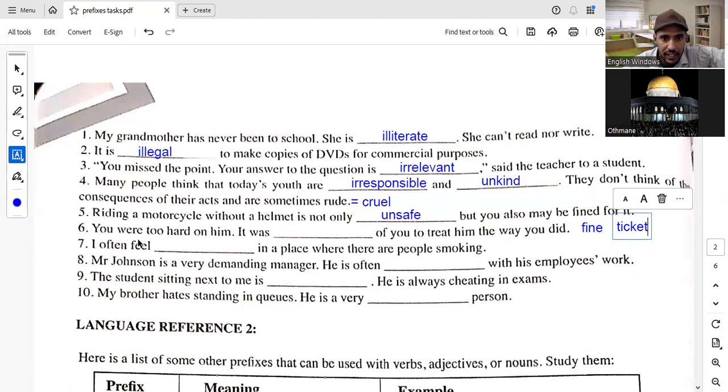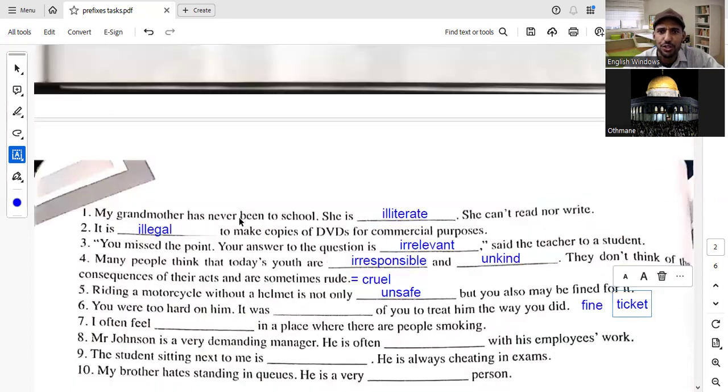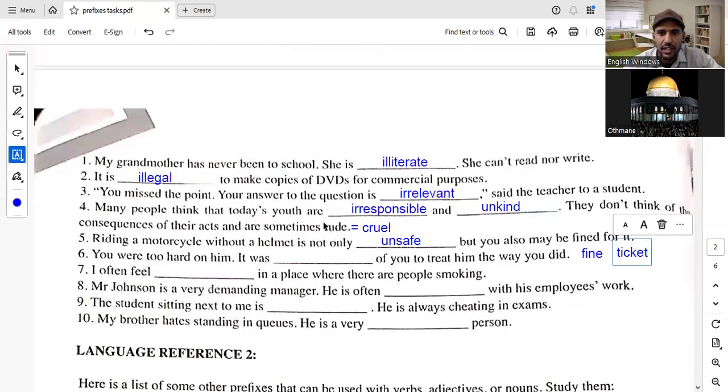Well, next, number six. You were too hard on him. يعني كنت قاسيا معه. It means too rude, again, to go back to rude. It was unkind of you to treat him the way you did.